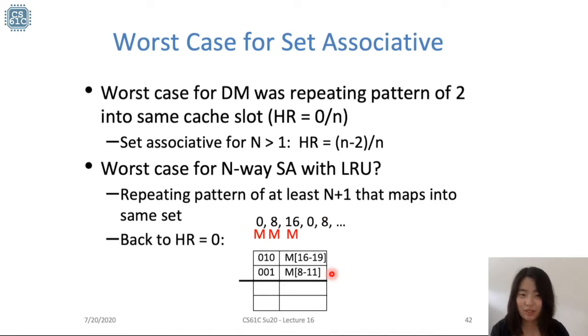We're accessing 0 again. But the block that contains the data from address 0 was just evicted. Since we're following the least recently used policy, we have no way but to evict the second slot, which stored the data at address 8. But the next address that we want is 8. It's a very sad pattern because we keep evicting the data block that we need right before we request the address. The hit rate is 0 now.